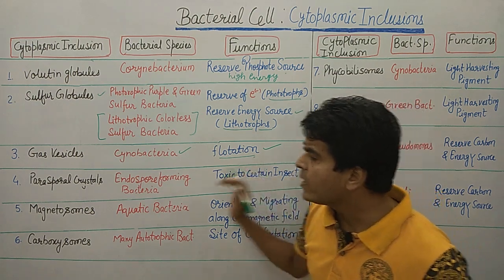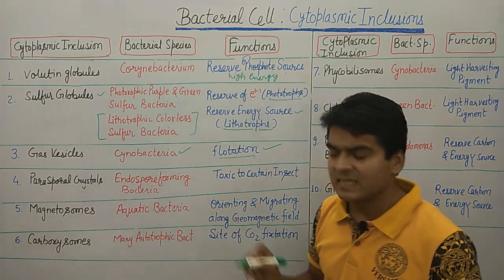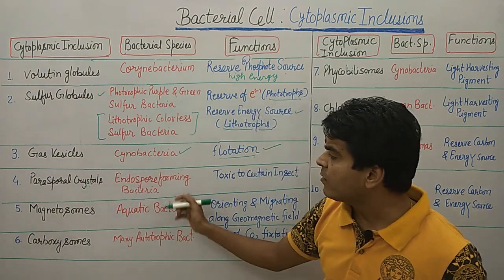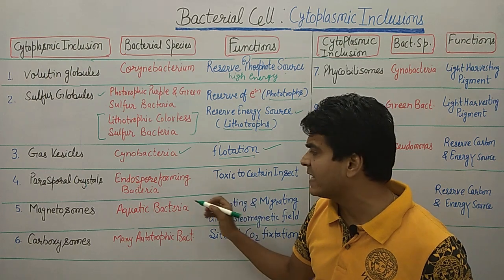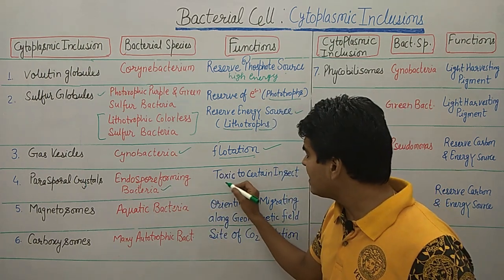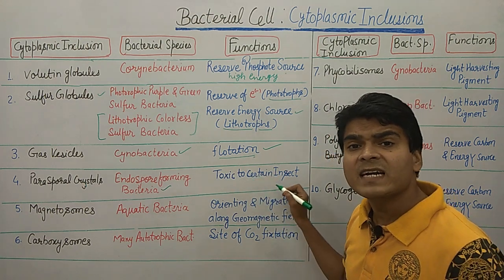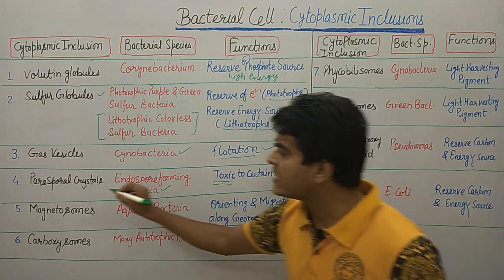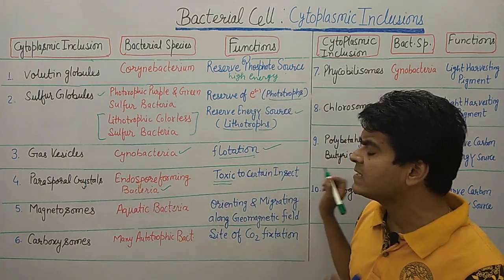Now moving on, parasporal crystals. In which type of species do we find them? In endospore forming bacteria. The function is unknown, but they are toxic to certain insects. Remember this, parasporal crystals are toxic for insects.